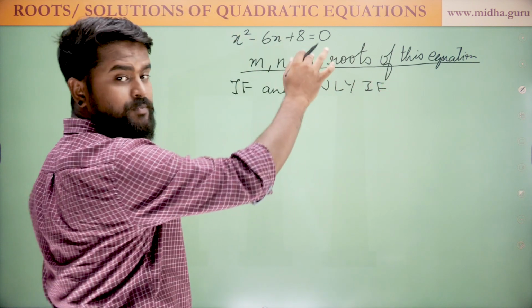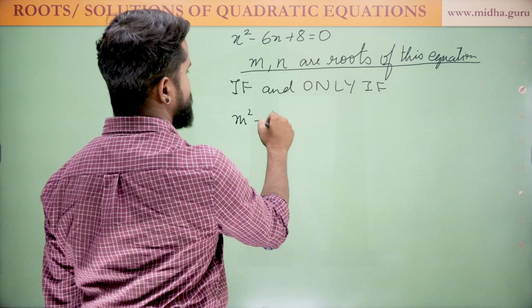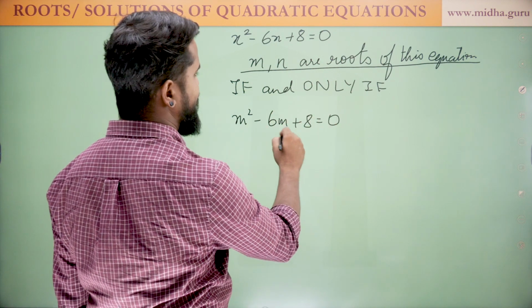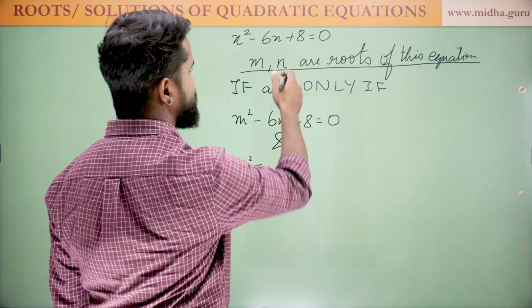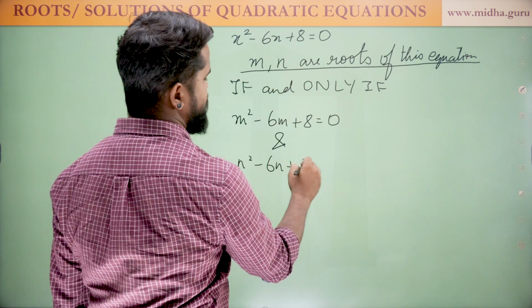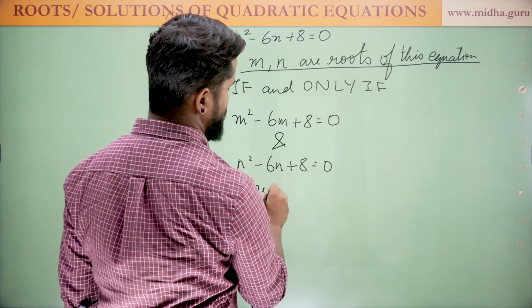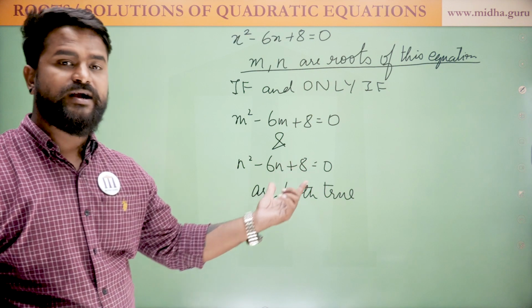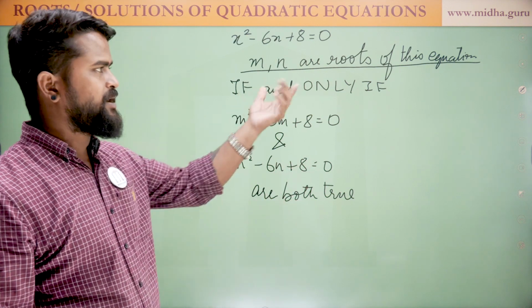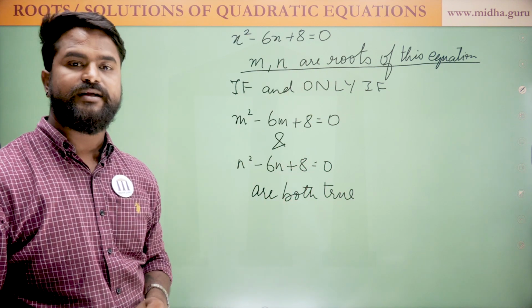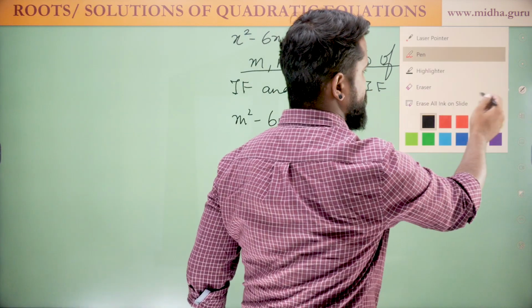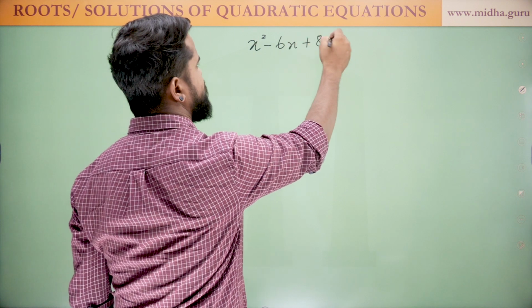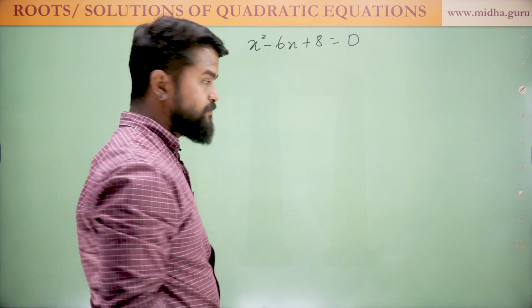I substitute m in the place of x everywhere, that is m square minus 6m plus 8 is equal to 0. If this is true and n square minus 6n plus 8 is equal to 0, are both true. Only when both these conditions are satisfied can I say that m and n both are roots of this given quadratic equation.